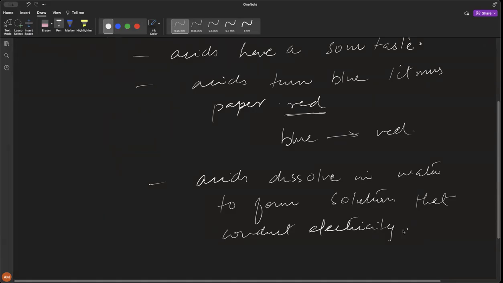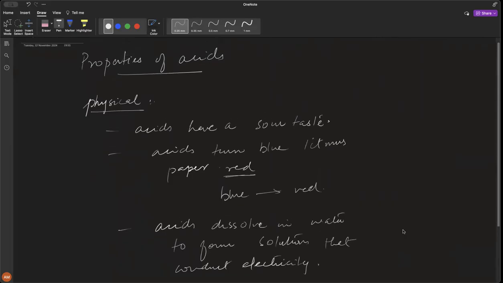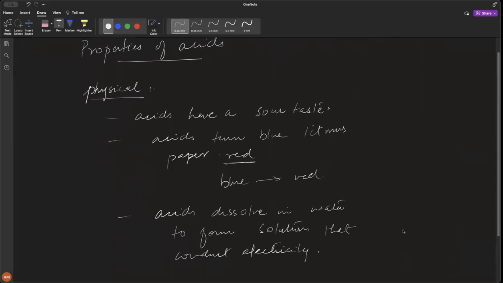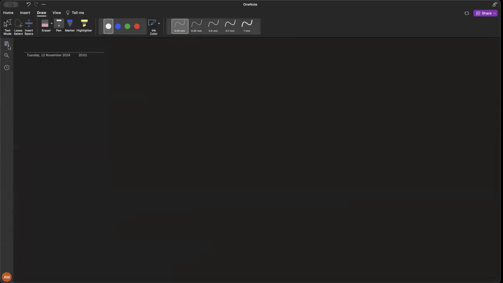We're going to be talking about chemical properties. Actually, there are three reactions in general. We'll talk about them, inshallah. Is this clear? Are you writing them down, inshallah? Let's move on to the chemical properties now.